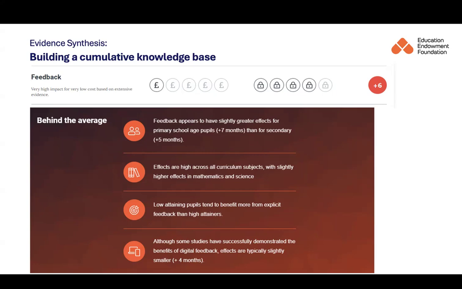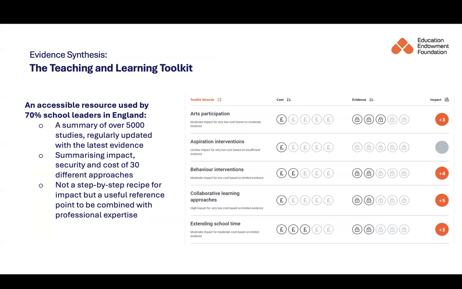And I think a really interesting finding from feedback, particularly at the moment, is that digital feedback, while being very positive, seems less effective than when feedback is delivered by a teacher. So interesting there. Obviously, as AI develops, maybe that gap will gradually close. But in the existing evidence base, it seems like having the teacher giving feedback leads to a slightly higher impact overall. And so the teaching and learning toolkit summarizes the evidence across those 30 different topic areas.